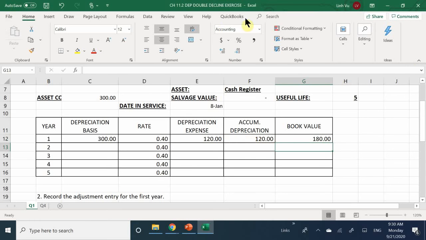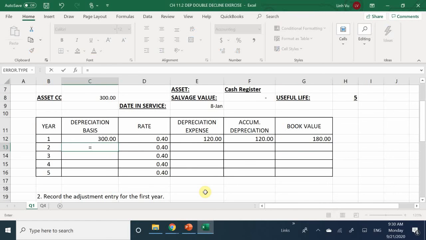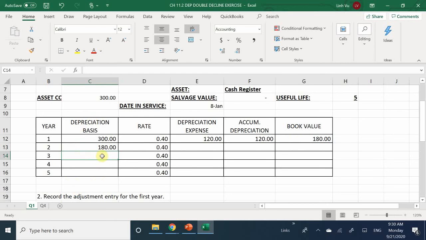What do we know about this 180? It becomes your depreciation basis. It's going to be the second year's depreciation basis. So 180. Now what is 180 times 40% again? 72. Let me see if my formula agrees. Perfect, 72.